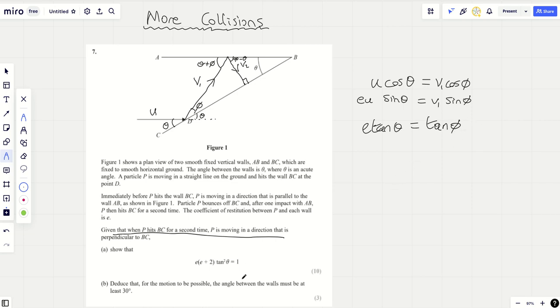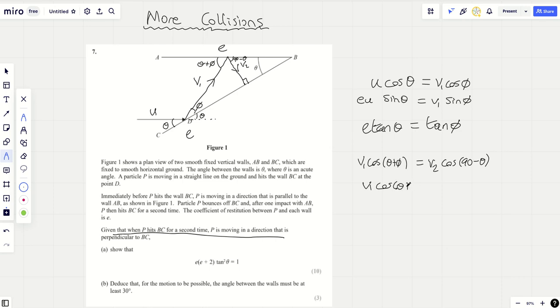And I thought, great, but they don't mention anything about phi in the answer, so I need to get rid of that phi. Well, I then repeated the process, but my u became v1, and my v became v, and my v1 became v2. So this is my initial, this is my final, and I'm using these angles now. Remember, e is the coefficient of restitution for both balls. So I had therefore v1 cos(theta plus phi) equals v2 cos(90 minus theta). I subsequently realized cos of 90 minus theta is just sine theta, and so I wrote it down again.